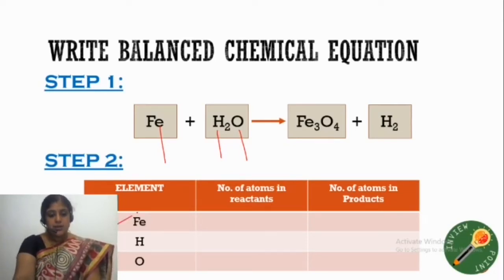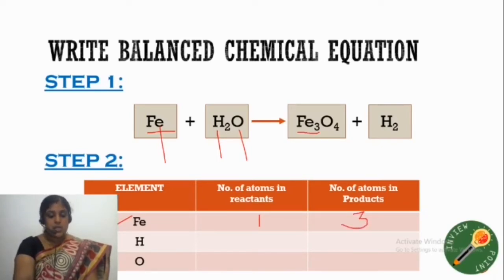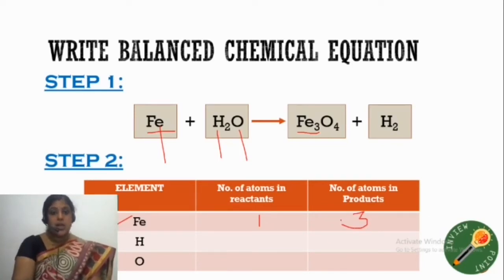Find the number of atoms of iron in the reactant side. See, it is Fe, right? So the number of iron atoms in the reactant side is 1. And the number of iron atoms in the product side is how much? It is Fe3, so the number of iron atoms will be 3. You can see that the number of iron atoms in the reactant and product side is different, so the chemical equation is unbalanced, right?